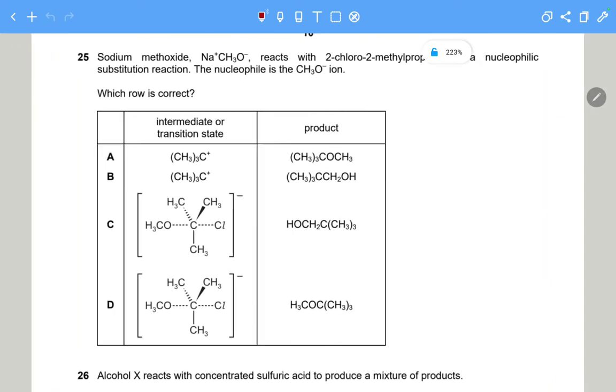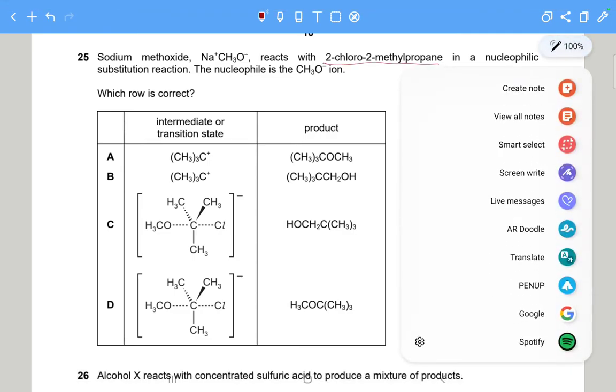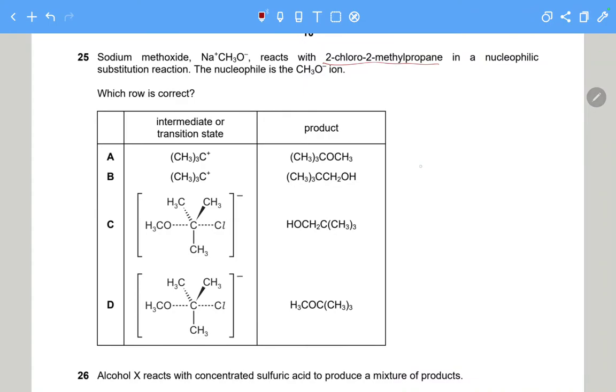Question 25. Sodium methoxide, Na+ CH3O-, reacts with 2-chloro-2-methylpropane in a nucleophilic substitution reaction. And the nucleophile is the CH3O- ion. Which row is correct? So before we delve into anything, it is always a good idea to draw the structure of the reactants, because it will give us a clearer picture of what is happening in this reaction. So CH3, C, CH3, CH3, Cl, this is 2-chloro-2-methylpropane, 1, 2, 3, and you can see this fits the description.